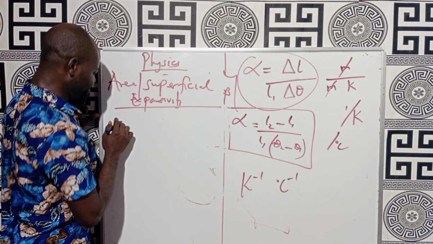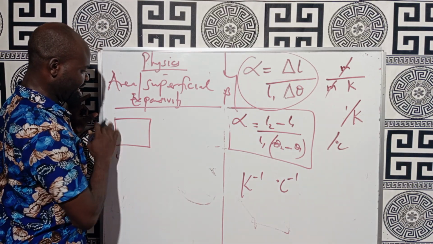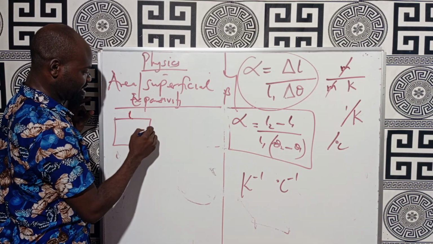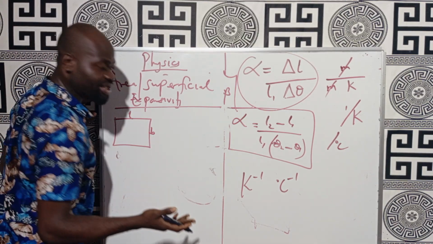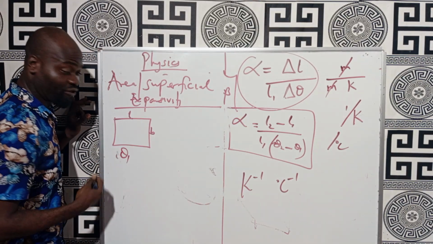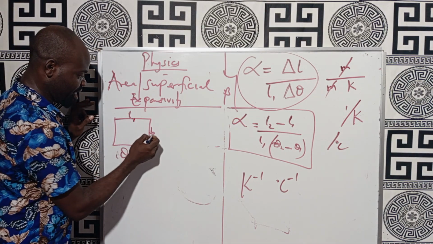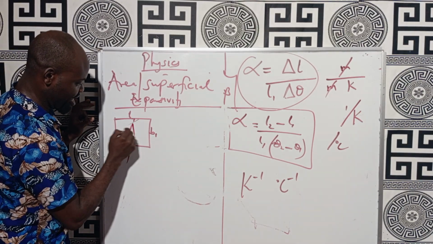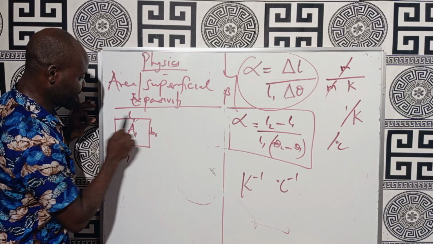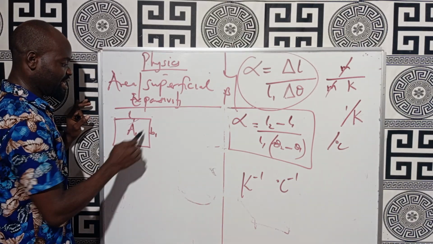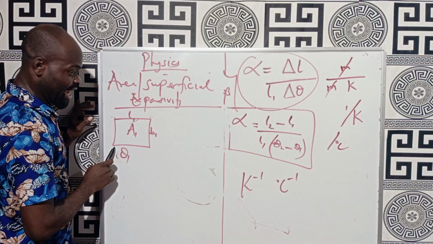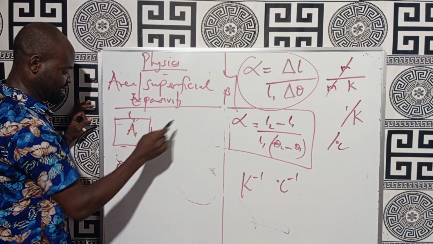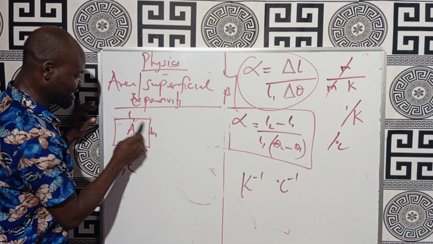Let's assume that we have a particular metal, like a rectangular metal. Of course, it's going to have its own length and its own breadth, or width, and its own theta 1, the first temperature. This is the first length, first breadth, the first temperature, and this is the first area, area 1. The inside is the area. That's how hot this thing is, in degrees Celsius. This is the initial area.